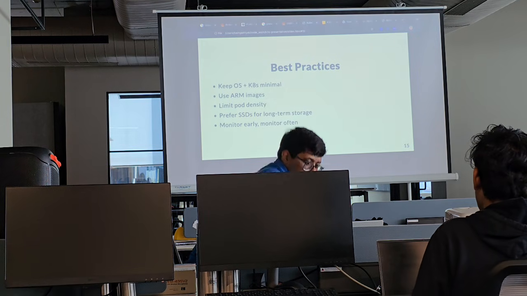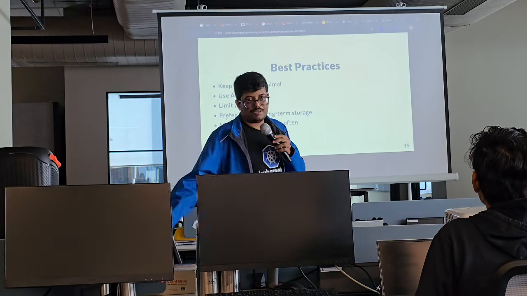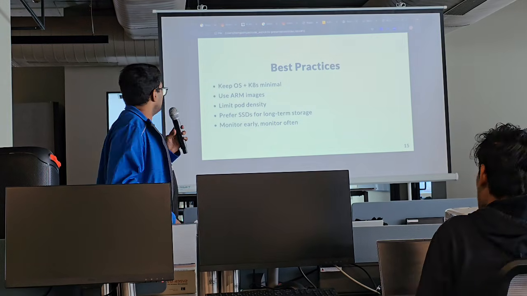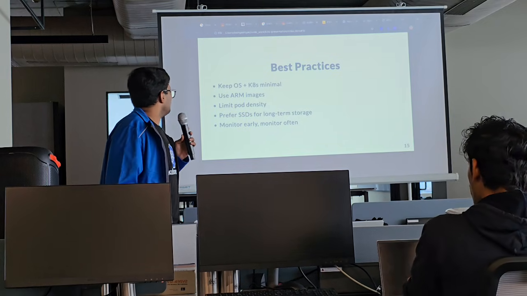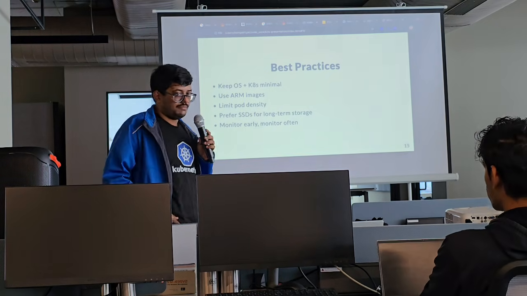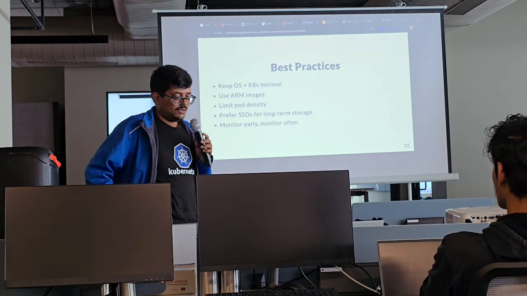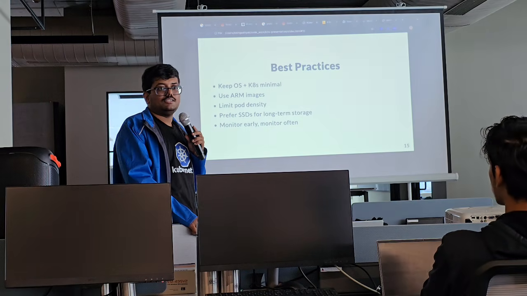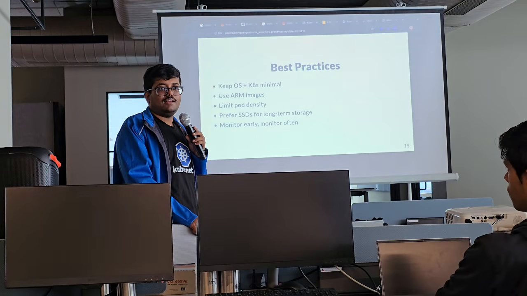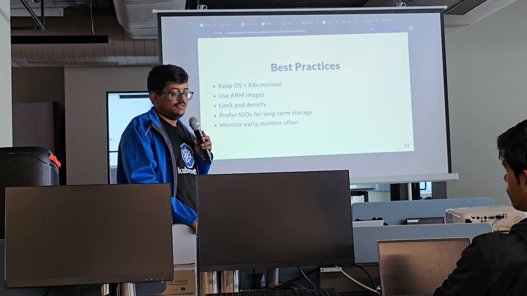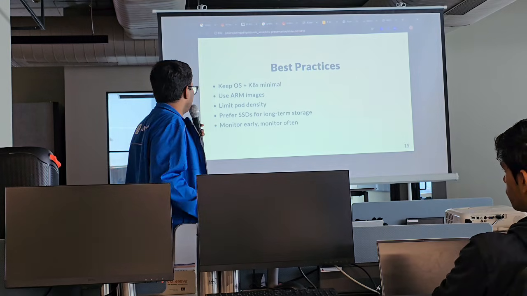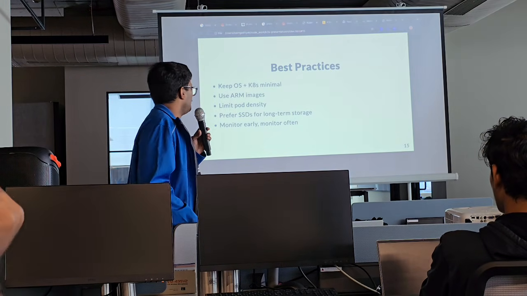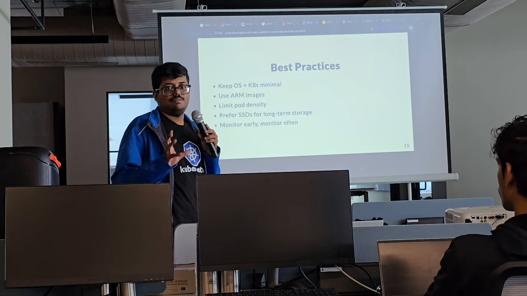As I was talking, there were some best practices that you must follow whenever setting up Raspberry Pis for Kubernetes. You should be keeping your operating system as well as your Kubernetes distribution minimal, with as light a footprint as possible, and also try to use ARM images, obviously, that goes without saying. You should also limit the pod density within each of the clusters.